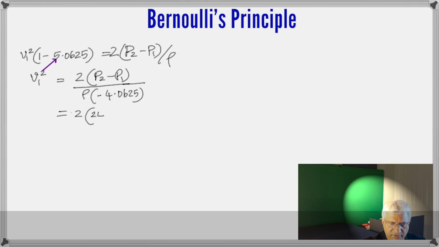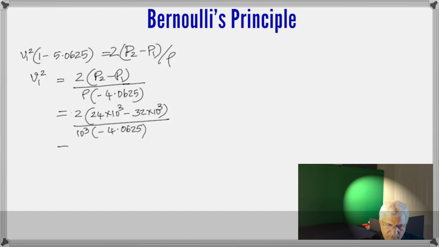And 1 minus 5, that is what gives me negative 4 and all that. And P2 minus P1 is also negative. So the two negatives will make a positive. So 24 kilopascals is 24 times 10 to the 3, minus 32 kilo is 32 times 10 to the 3. And so density of water is 10 to the power 3, which is 1,000, right? So you see that the top is also negative. So finally you end up with the square root of 3.93, which will give you the velocity as 1.98 meter per second. Yes, there's a lot of calculation that you have to be careful about.